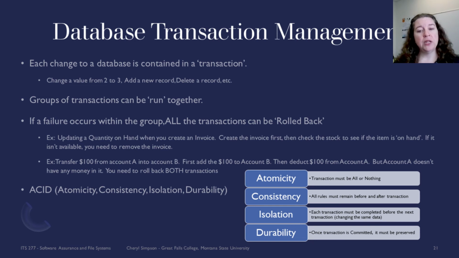Isolation means each transaction must be completed before the next transaction. This refers to changing code, changing the same data. So if I reference your record and I change your grade to an A, and then somebody else goes in at the same time and changes your grade to a B, which grade is in the database? You can't do that. You have to have one transaction completed, the grade was changed to an A, then the second transaction happened and it was changed to a B, or it was changed to a B and then it was changed to an A, but they have to happen isolated so that each transaction can complete before the next transaction can be run.